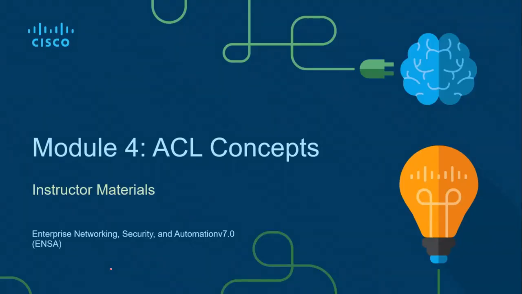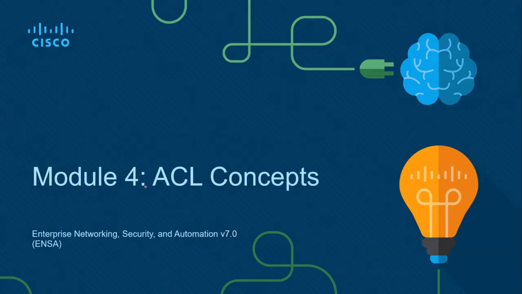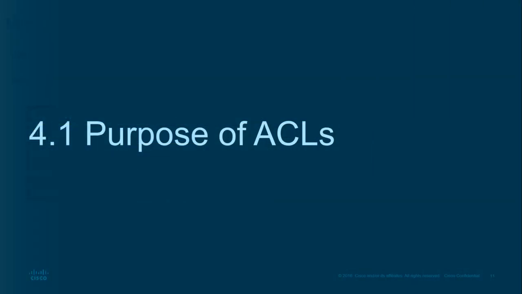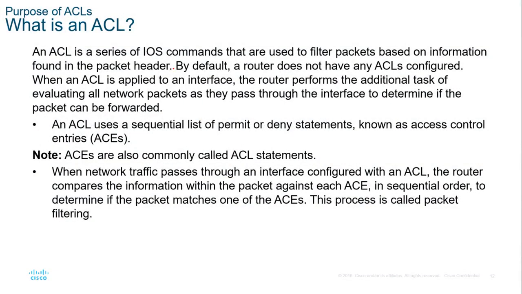So this module 4 is all about access control list concepts. The areas that you're going to go through: we have the purpose of access control list, then wildcard mask guidelines, and then the types of IPv4 access control list. What's the purpose of the access control list?